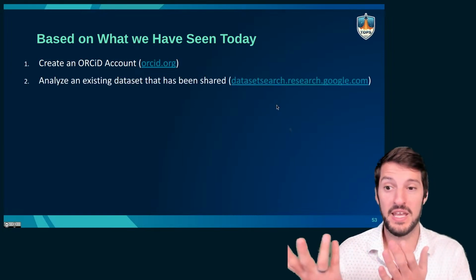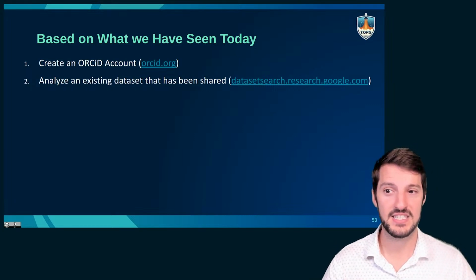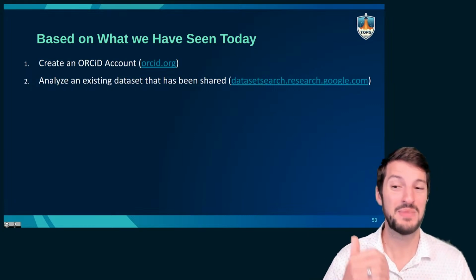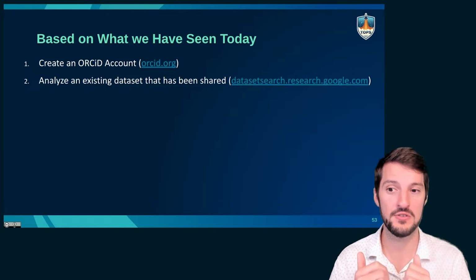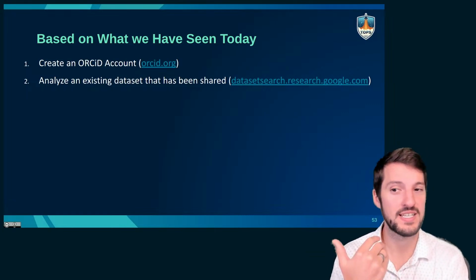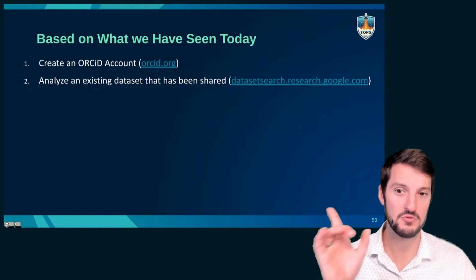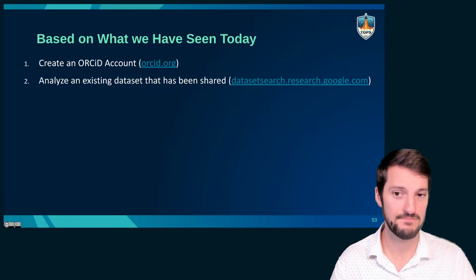You can also analyze an existing data set that's been shared. And we saw an example on datasetsearch.research.google.com of how we can find a data set and what considerations we should have when going through data for reuse, right? Do we know where it came from? Do we know what has been done to it? These are all questions we want to know the answer to when we're using a tool like datasetsearch.research.google.com.